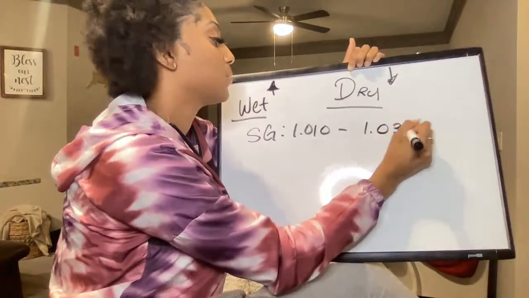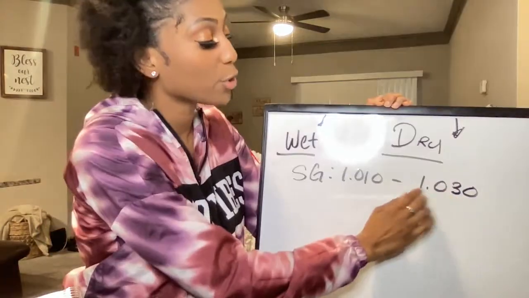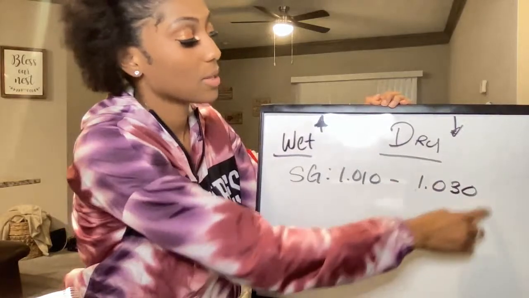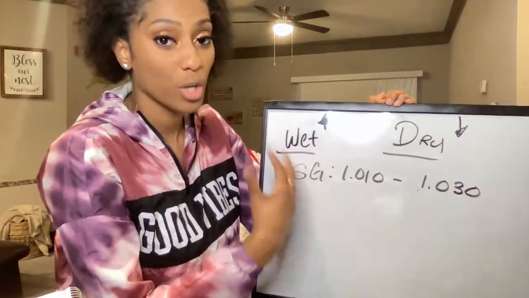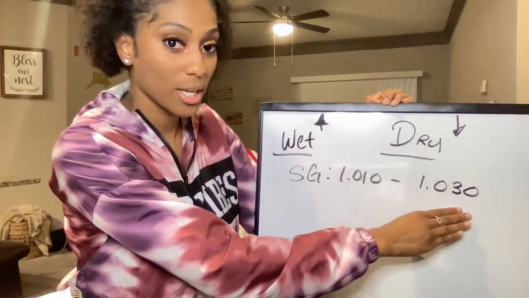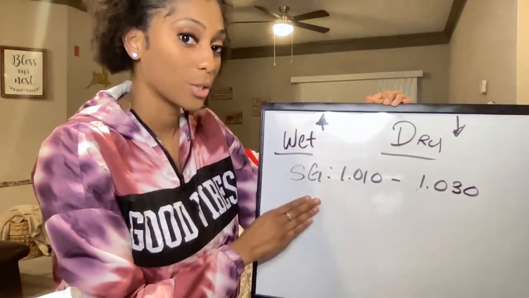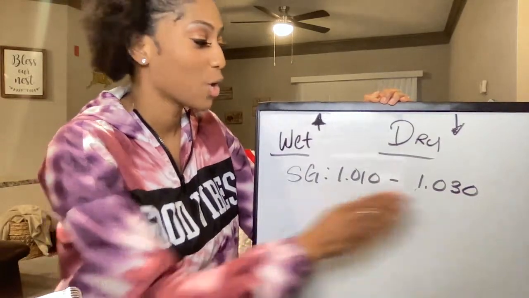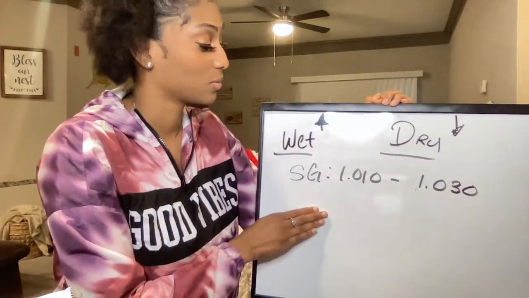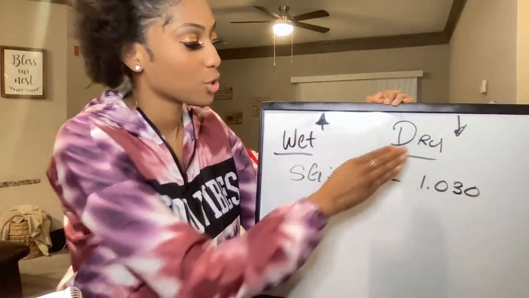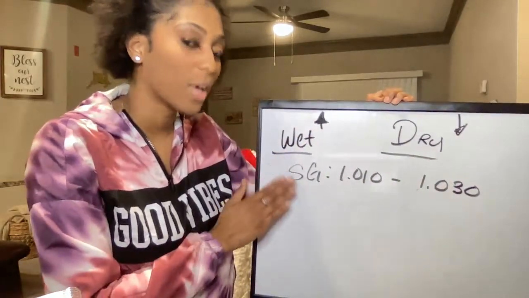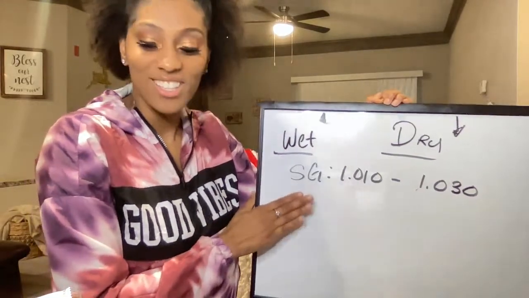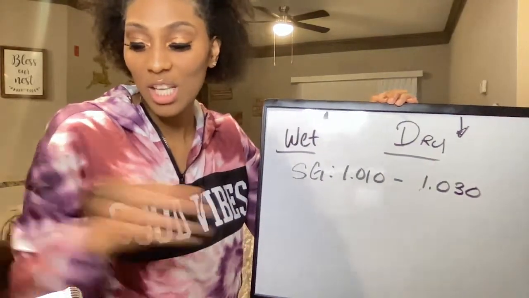So this is the range. You're going to be higher in the morning, and then you're going to be lower after you start drinking water. So more concentrated, less diluted. Concentrated because you're dry, so you don't have any fluids, and diluted because you have a lot of fluids. Okay? So that's pretty much it.